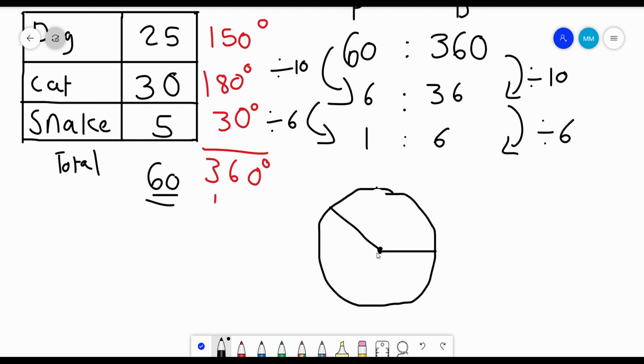The cat is snake. Sorry, no. Let's do, what should we do next? Cat is 180. So we can measure from this line here. 180 is a straight line, so I know it's going to be over here. There's my straight line. And then finally the snake is 5, which is this bit here.